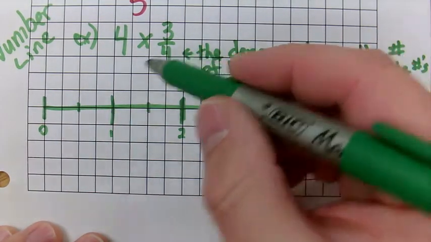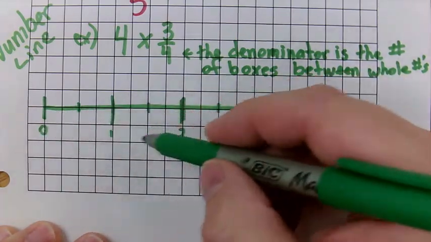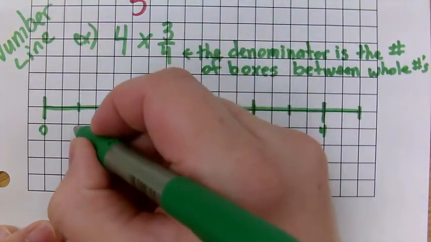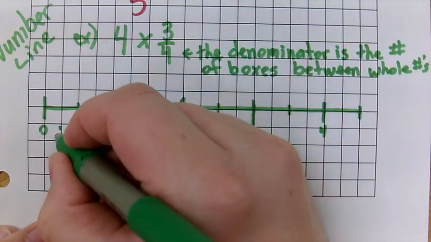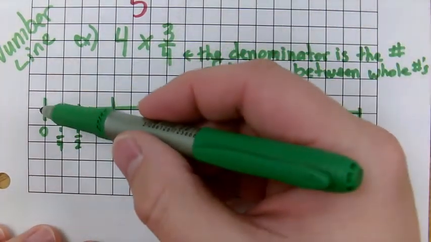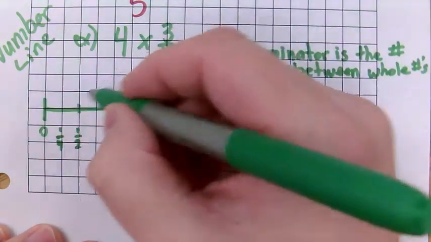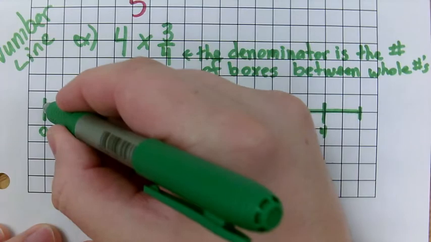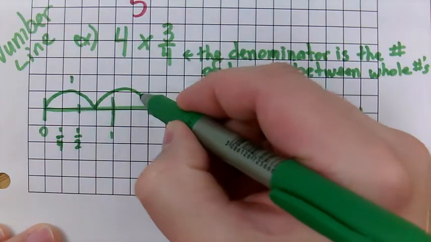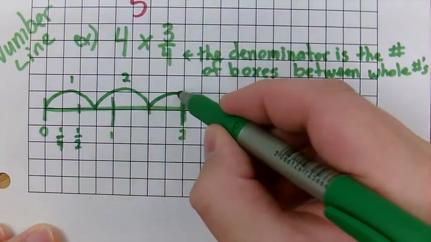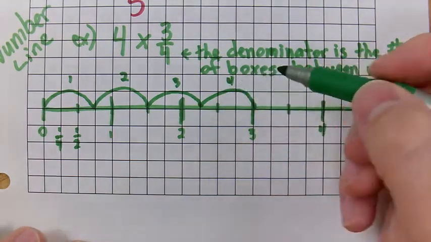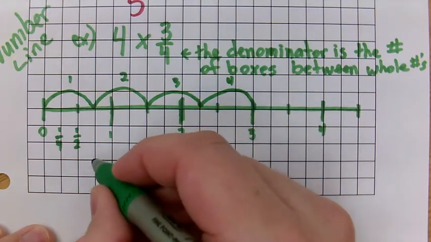Because that's a 4, I left 4 boxes between 0 and 1, 4 boxes between 1 and 2, because then each box becomes 1/4, right? Because this is a half, this is a quarter right here. All we need to do now is jump up from 0 by 3/4. We jump up by 3/4, and that was 1 time. We move up 3/4 again, that's 2 times. Again, that's 3 times. Again, and that's 4 times.